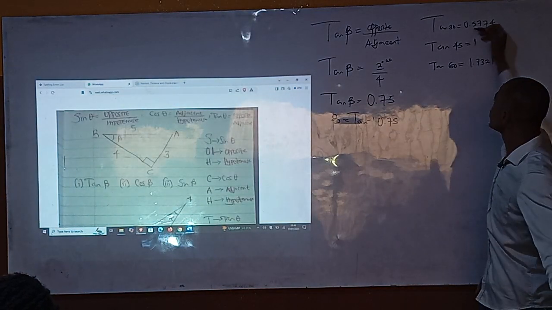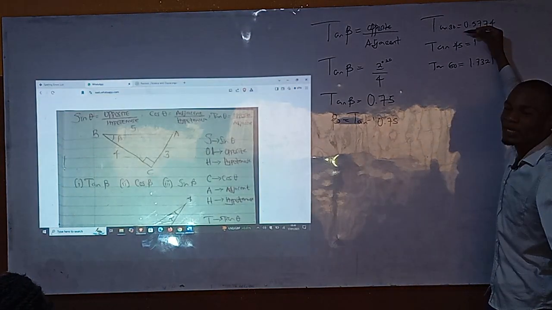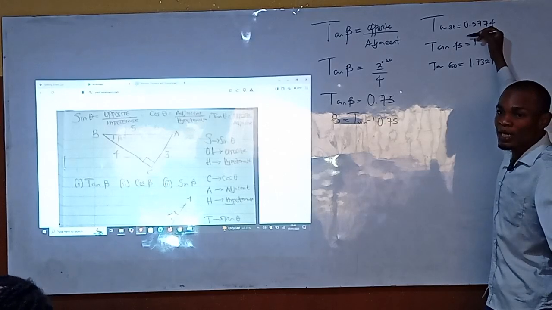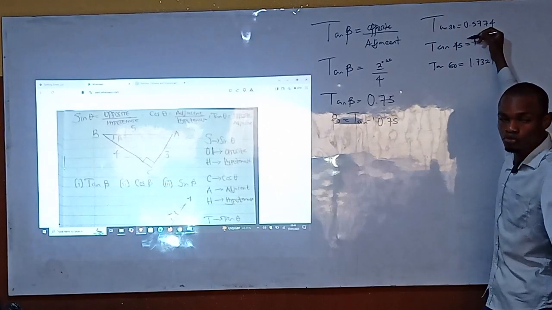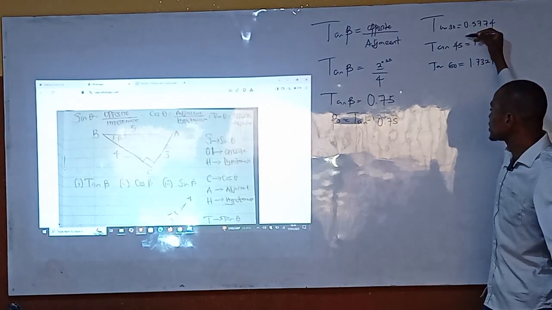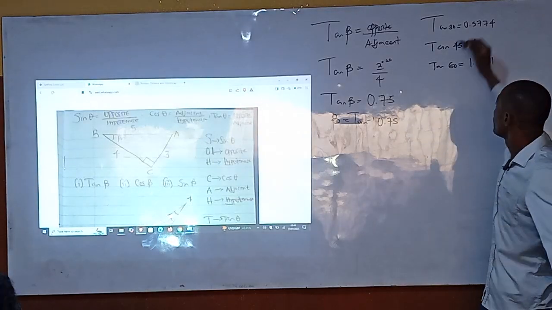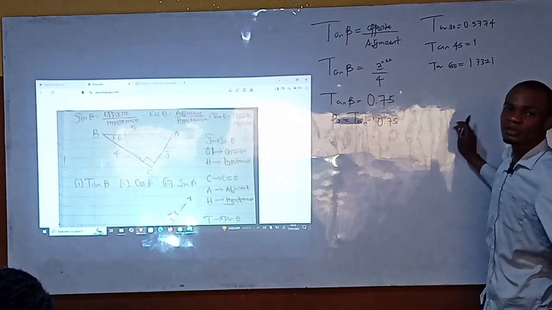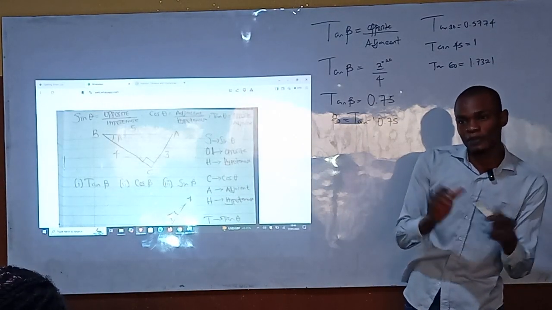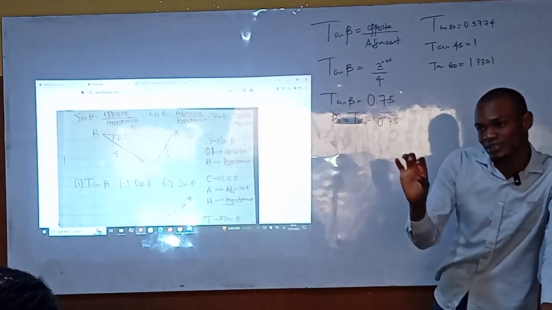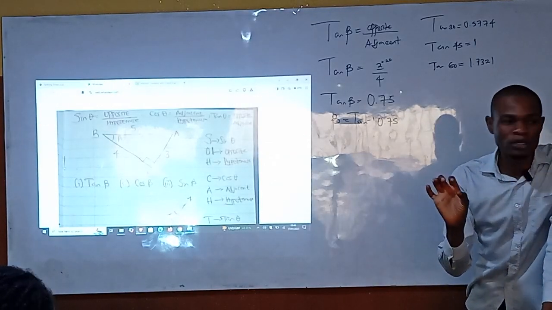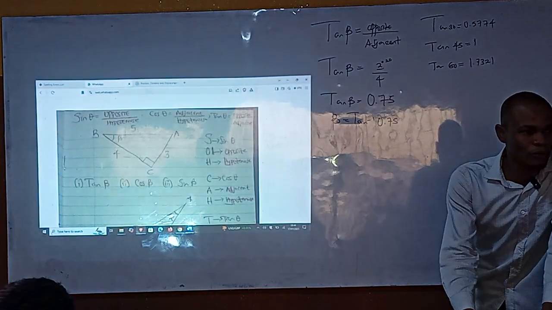And 0.75 is still close to 0.5774, so you have to be around 35 upward to 40. You see your options: the answer is between 35 degrees and 40 degrees, maybe 35 or 36 degrees. So that is what you are going to pick if you are writing JAMB.